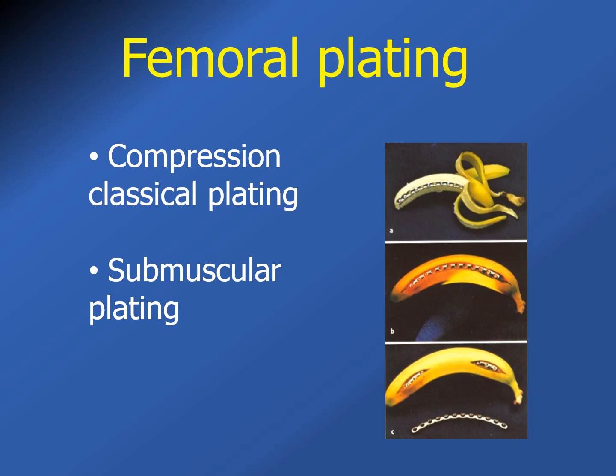We discussed the three previous methods for treatment of femoral shaft fracture: external fixator, flexible nail, and rigid nail. The last method is femoral plating. There are two types of plating, the classic compression plating and the new technique, which is the submuscular plating. The submuscular plating depends on the idea of minimal stripping of the soft tissues and passing the plate above and below the fracture and fixing it, as we're going to see in the next slides.